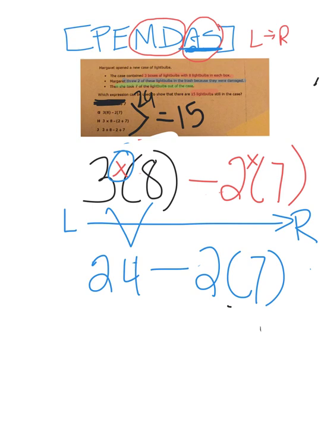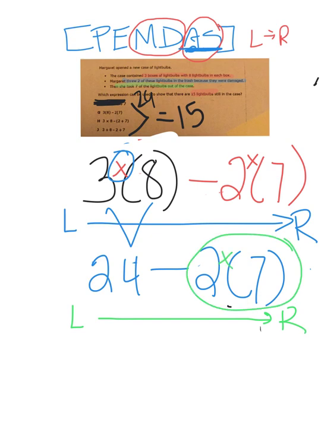So a new problem means we start PEMDAS over again. We can already skip brackets. We do have parentheses, but it's only one number, so we skip that. Exponents, none. Now we're looking for multiplication or division. We start on the left, go to the right. The first multiplication problem we see is this one right here, because remember, there's imaginary multiplication there. 2 times 7, so we can solve that. 2 times 7 is 14.